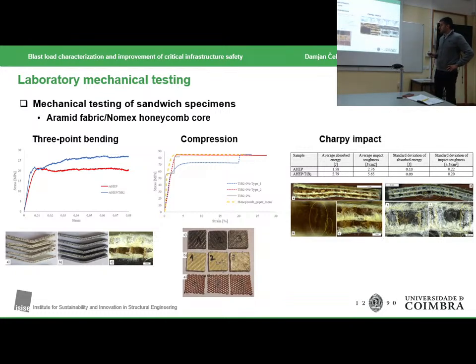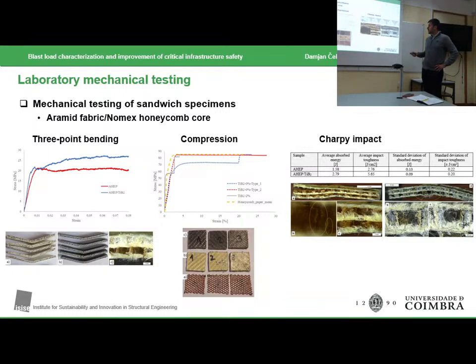This is a compression test, and here we have three types of specimens. This is a pure honeycomb here. This is a sandwich panel without nano-reinforcement, and the third one is a sandwich panel with nano-reinforcement. Then we observe two types of failure. For the honeycomb, there is a regular curve: we follow a linear increase in strength, and then as the walls start to fold and crush, we reach a certain maximum strength of the honeycomb.